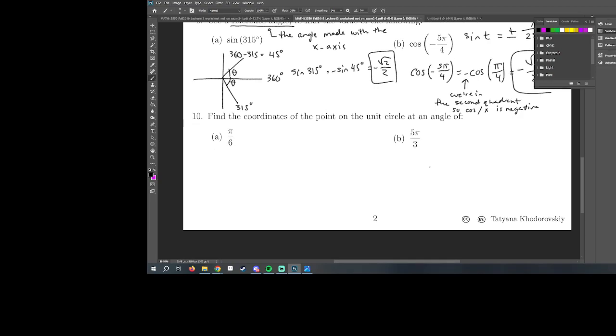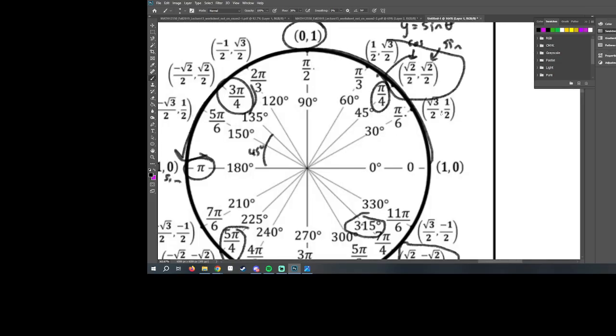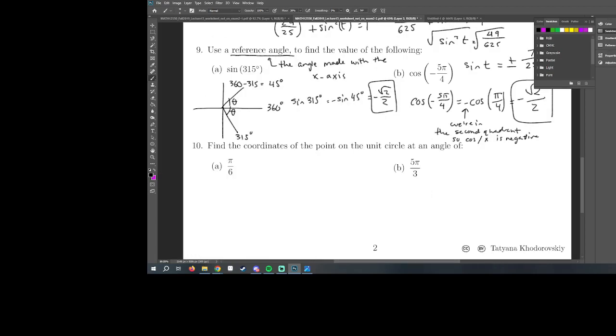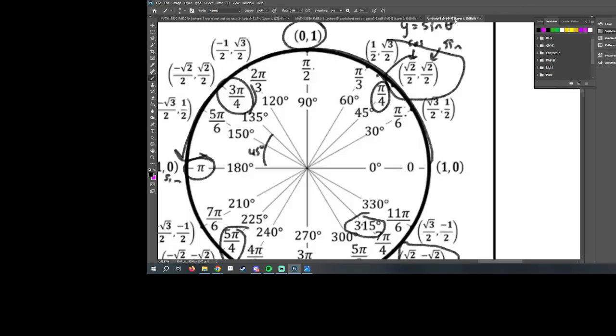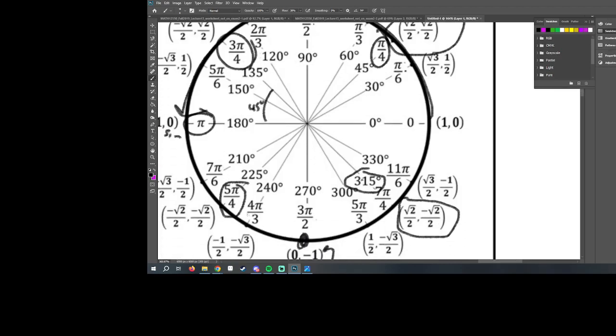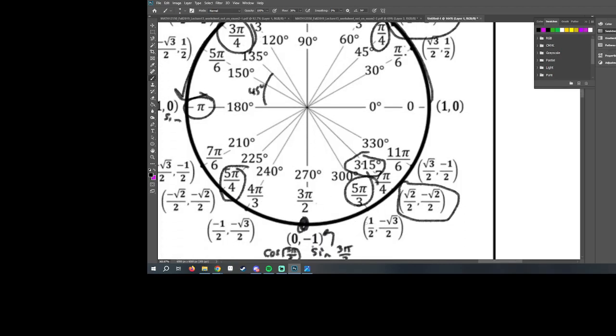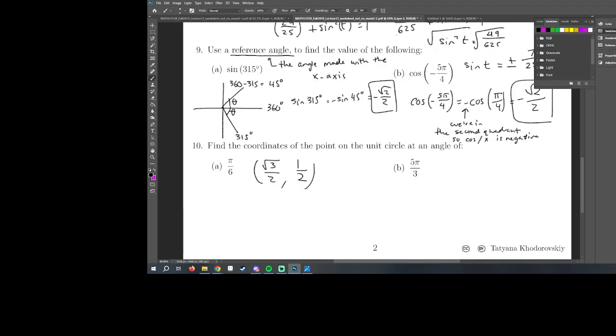And finally, find the coordinates of the point of the unit circle at an angle of these. This is just easy. This is just your unit circle diagram, right? So pi over 6, root 3 over 2, 1/2. And 5 pi over 3. 5 pi over 3 is here. That's 1/2, negative root 3 over 2.